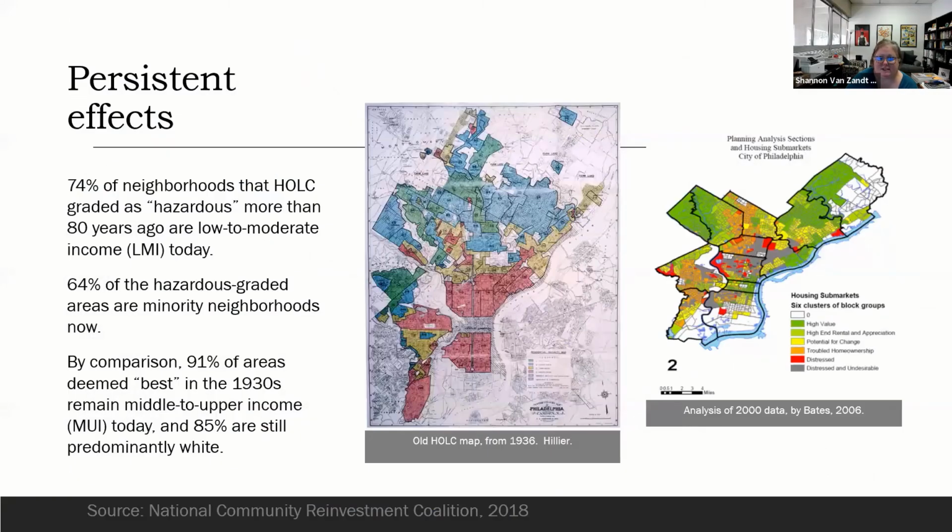And what others have seen, so this is data from the National Community Reinvestment Coalition, is that 74% of the neighborhoods that were graded as hazardous in the 1930s and 40s are low to moderate income today. And that 64% of the neighborhoods that were redlined are now minority neighborhoods. And by comparison, 91% of those that are colored green remain middle to upper income today, and 85% are predominantly white. These are national numbers. This is Philadelphia that you're seeing, and an analysis that was done around 2006, looking at where places that were in troubled home ownership, distressed areas, and you see, of course, that they match up very well with the HOLC maps.